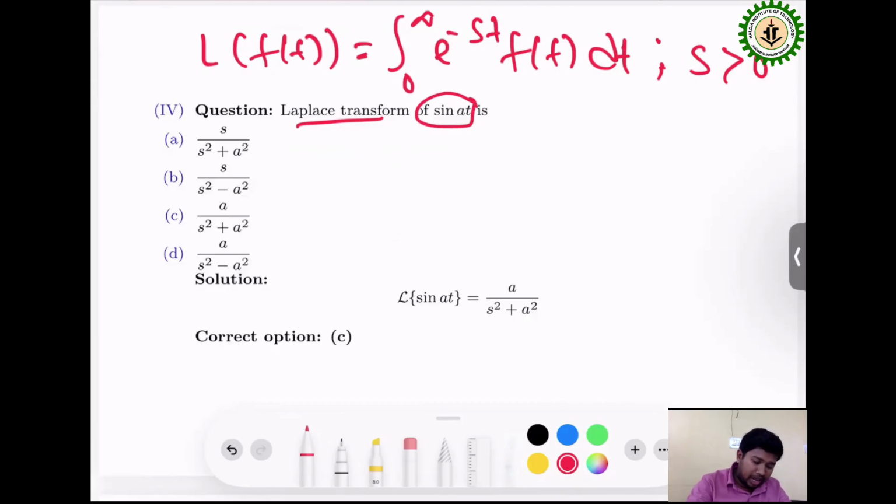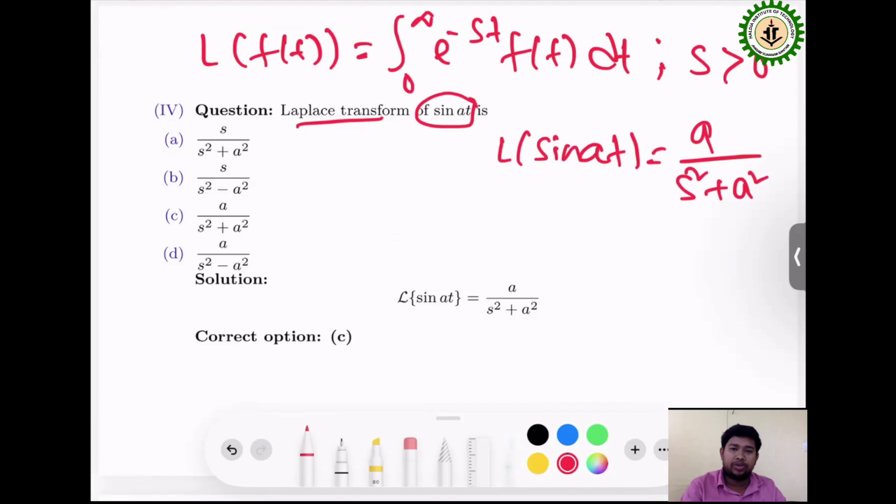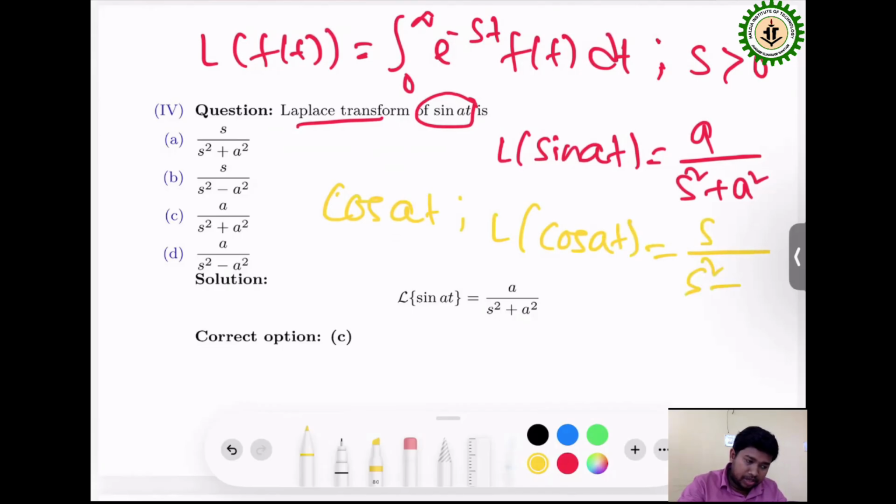It is a general formula. Laplace of sin at equals a by s square plus a square. For this question, suppose your question is cos at. What is the Laplace transform of cos at? Laplace of cos at equals s by s square plus a square.